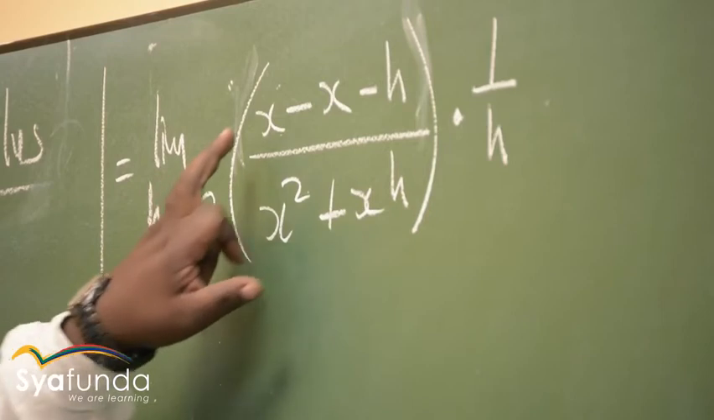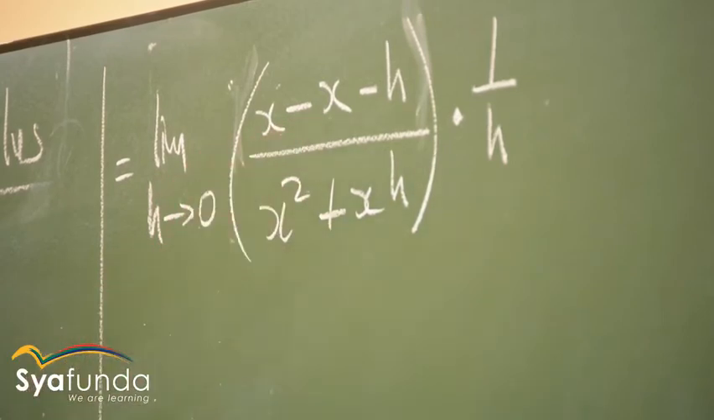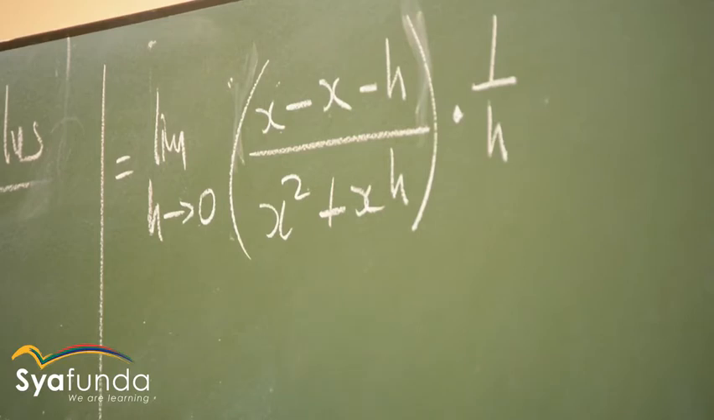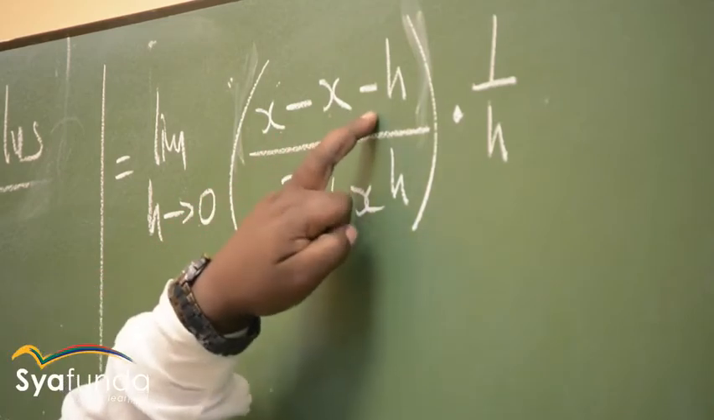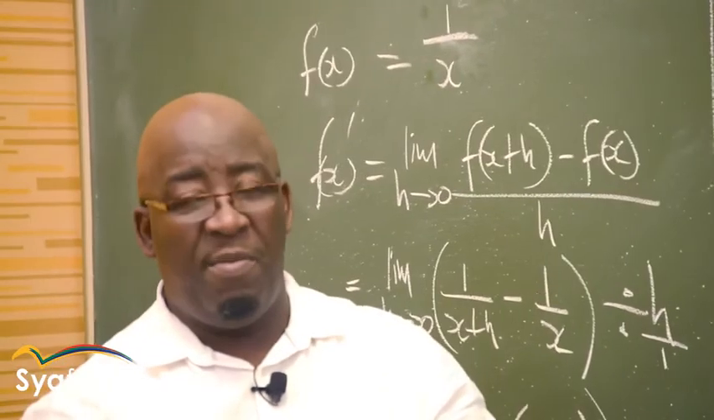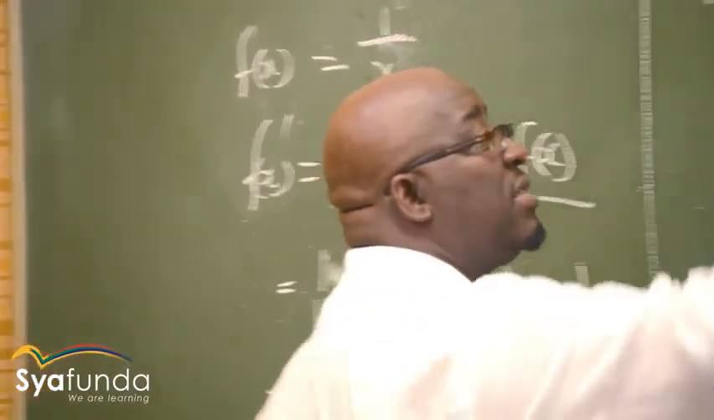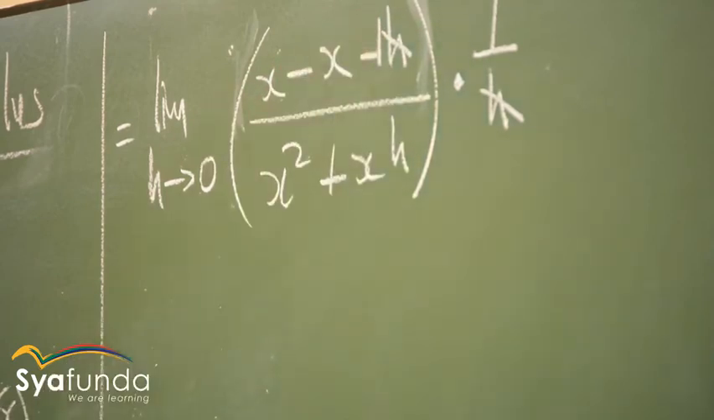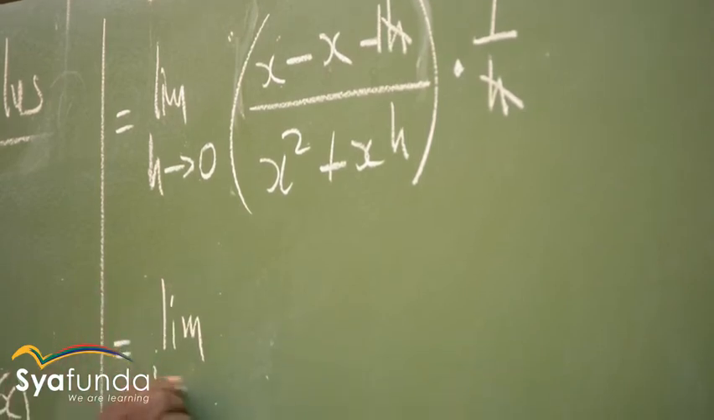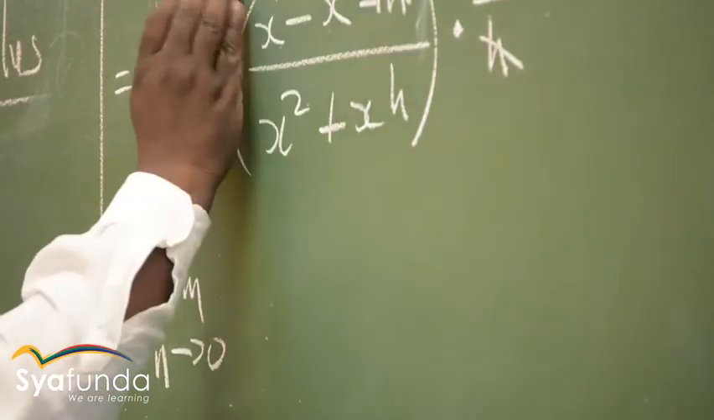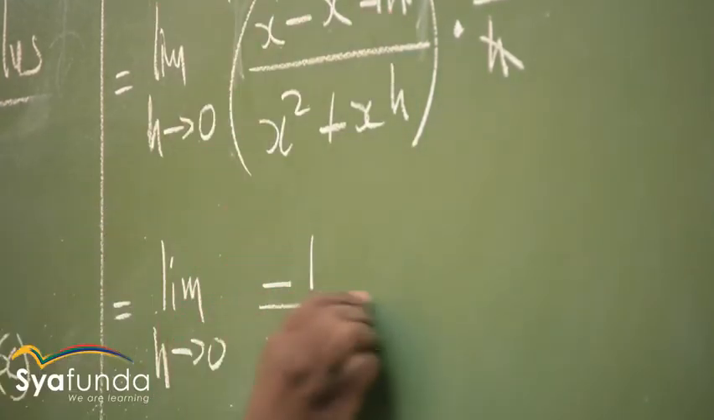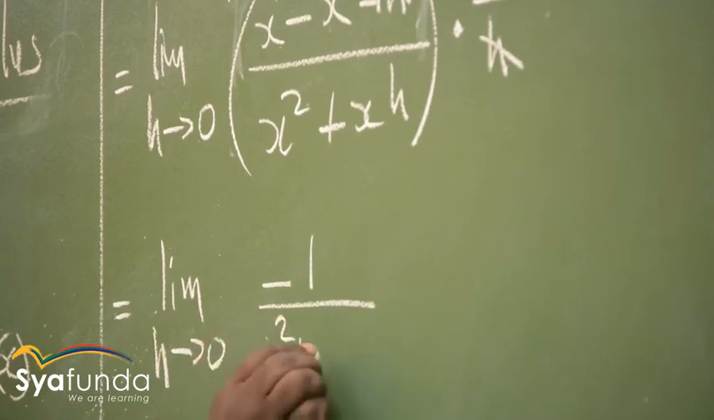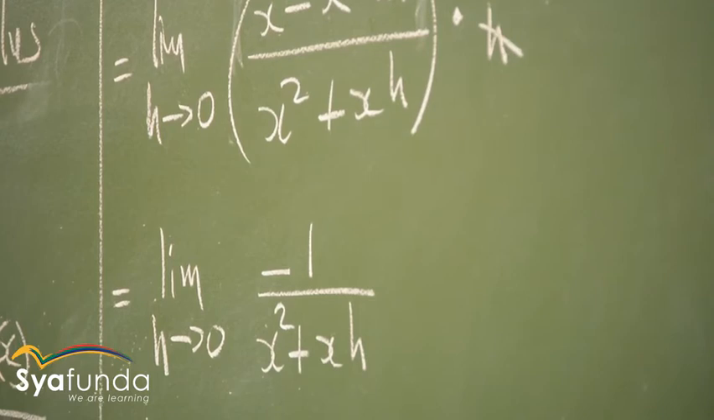You can see that x minus x becomes 0. So what are we left with on our numerator there? We're left only with minus h. Because we are multiplying, it makes our lives easier. It means that we can cancel this h and that h, and we're left with minus 1. Let's clean it up. We've got the limit as h approaches 0. We're left with minus 1 over x squared plus xh. That's all that we have now.